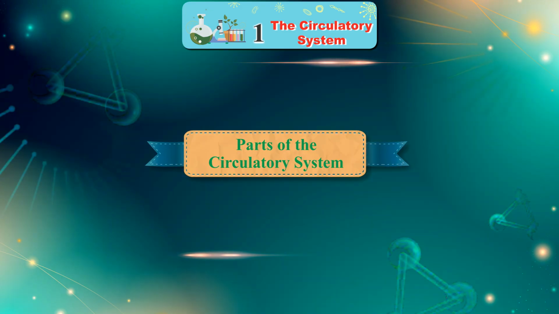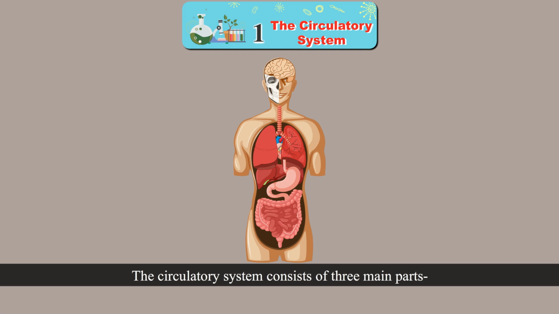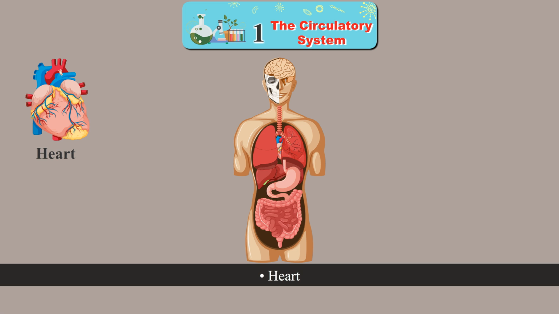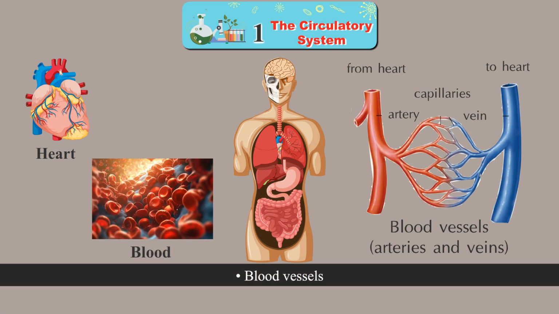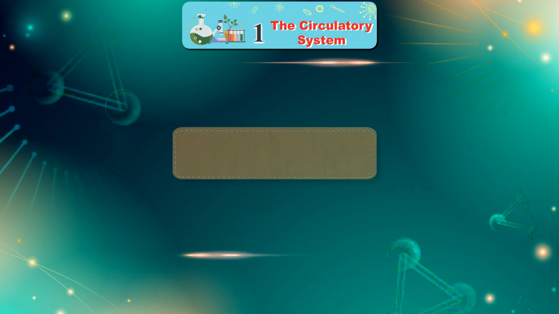Parts of the circulatory system. The circulatory system consists of three main parts: heart, blood vessels, and blood. Let us learn about each of them in brief.